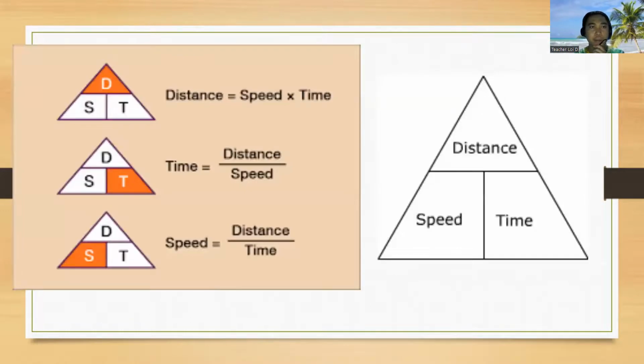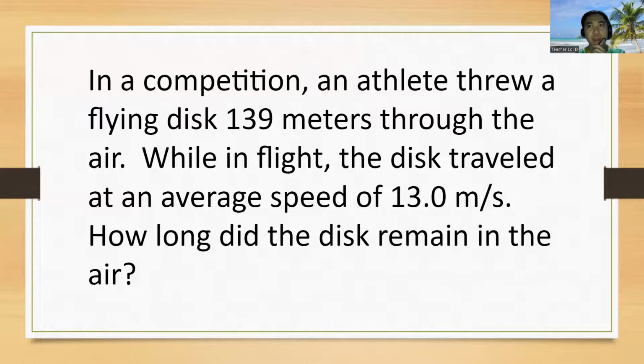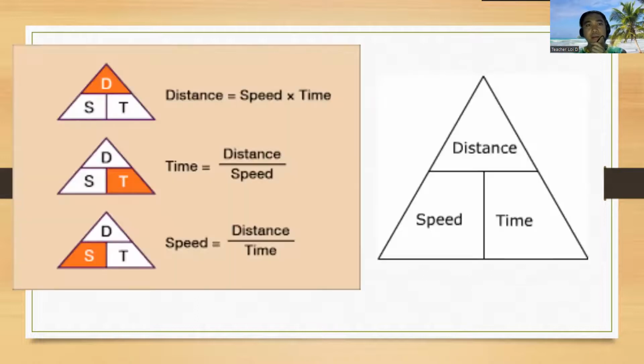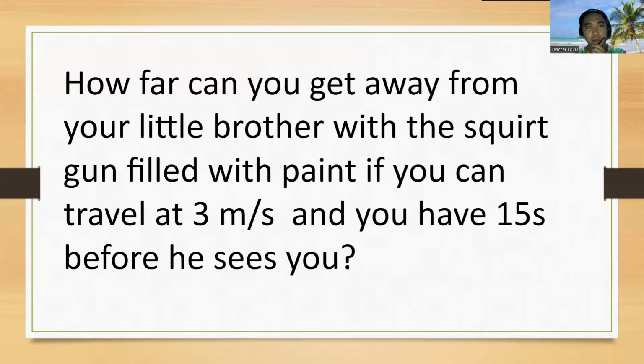Use this formula. Next, in a competition, an athlete threw a flying disc 139 meters through the air. While in flight, the disc traveled at an average speed of 13.0 meters per second. How long did the disc remain in the air? Pause this video and use this formula. Then share your answer in our comment box.